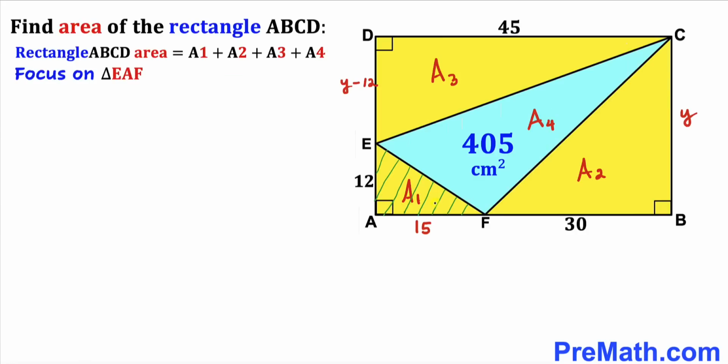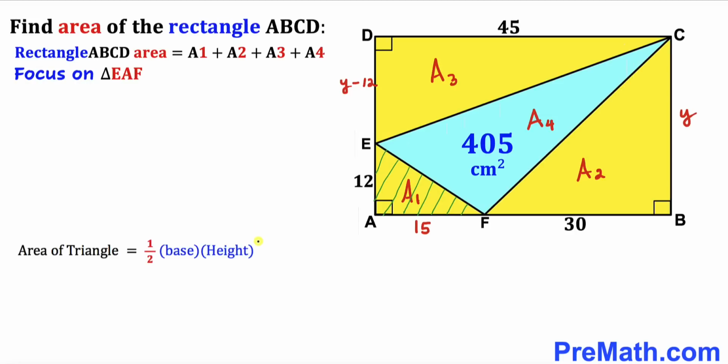And here's our next step. Let's focus on this right triangle EAF. Now let's recall the area of a triangle formula: area equals a half times base times height. In our case, our base is 15 and our height is 12 for this triangle. So the area of this triangle is A sub 1 equals a half times base 15 times height 12. If we simplify everything, that gives us 90 centimeters square. So our A sub 1 turns out to be 90 centimeters square.